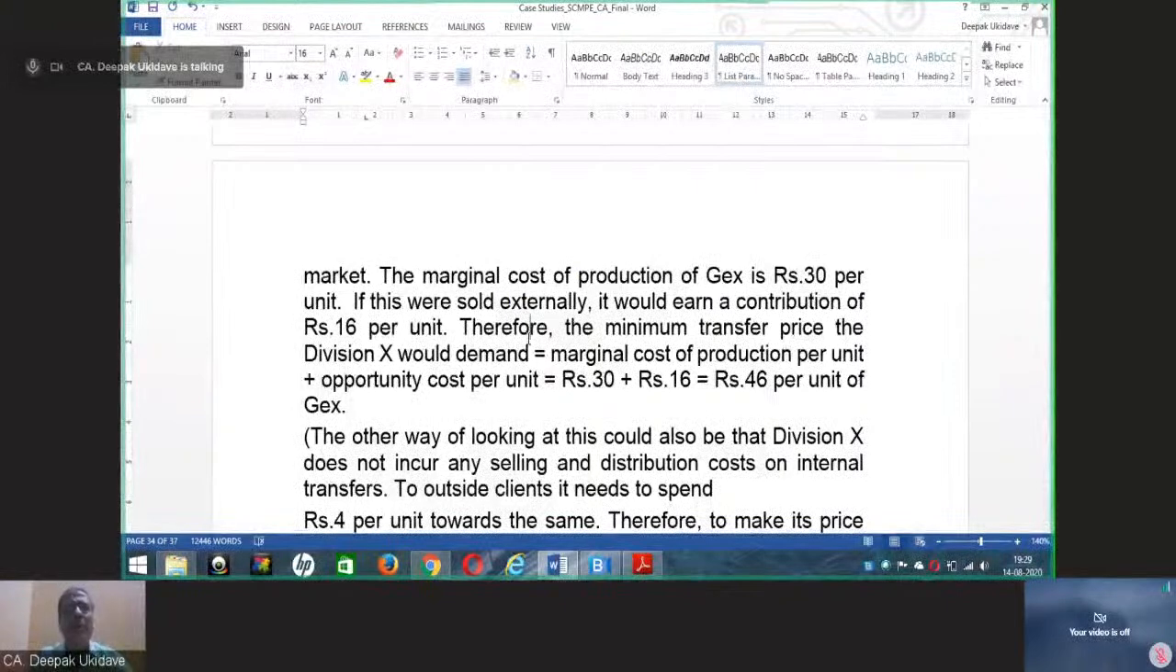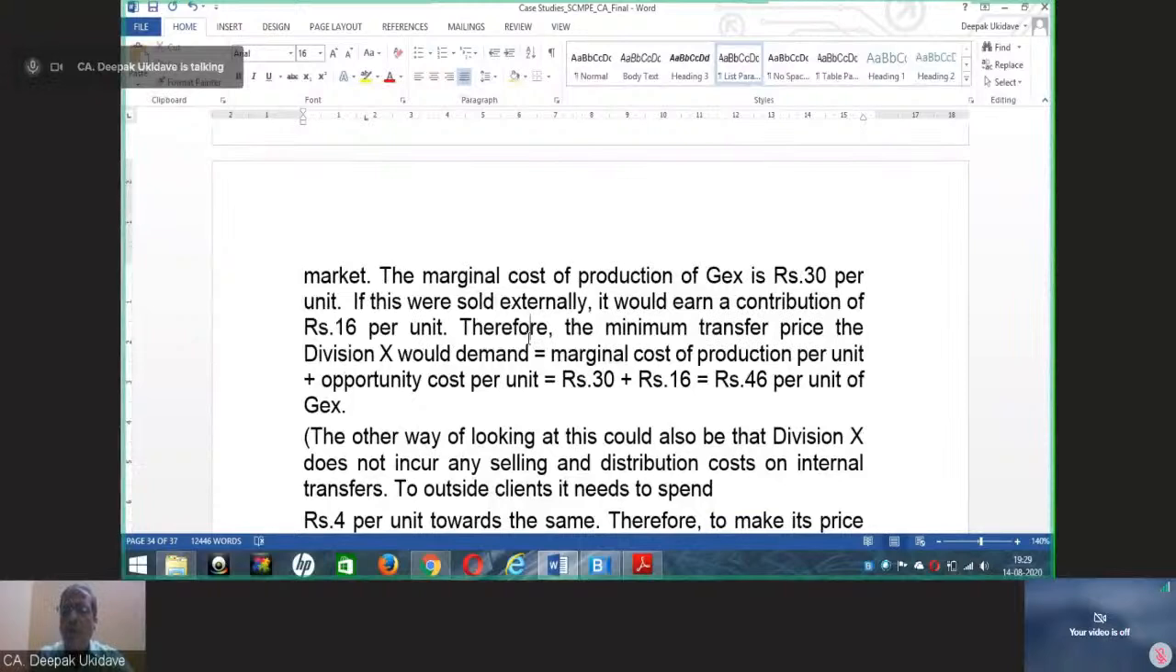Now you are deprived of the market contribution of rupees 16, because you are giving first priority to your internal customer. Market is yielding a contribution of rupees 16 per unit for division X. That 16 rupees from the market will not be received now, because you are catering to your internal customer.